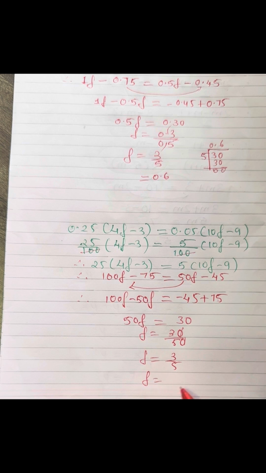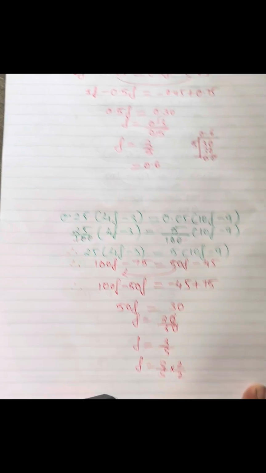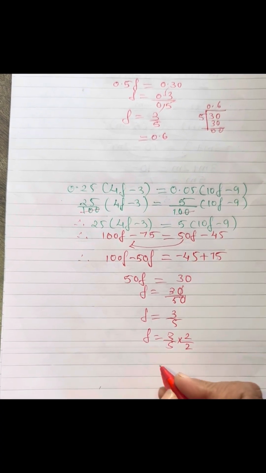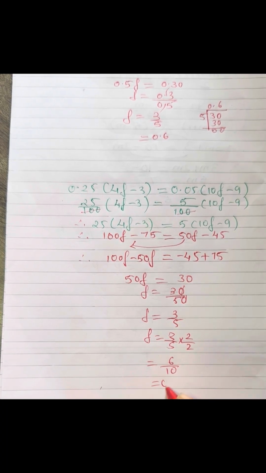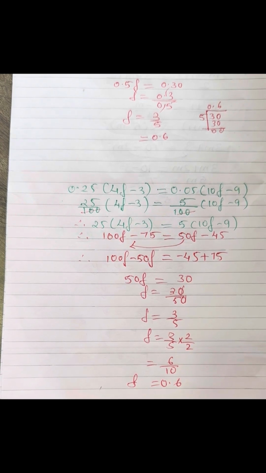How to convert it into decimal, I'll teach you another way over here. There I divided and showed. Here what you can do, 5 2s are 10. So we multiply both by 2. Okay. And so that it becomes 3 2s are 6 upon 10. That is equal to 0.6. So the value of f, the solution or the root of the equation, is 0.6.